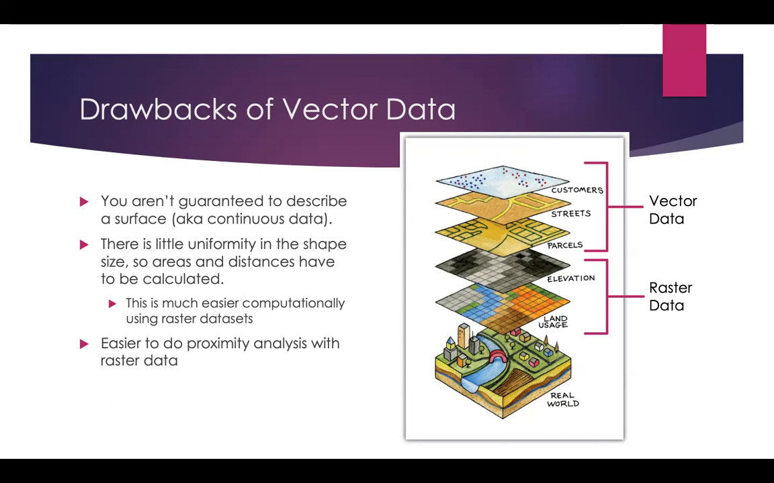Next, there isn't any uniformity of shape in the way that raster data provides. So when you look at the graphic on the right-hand side of the slide, you can see that customers, streets, and parcels don't all match. Compare this to the cells that will perfectly overlap in the elevation and land usage data sets. That complete overlap is what makes computation really easy in raster data in comparison. Finally, raster data is better at proximity analysis because we can do things like measure how many cells away something is.